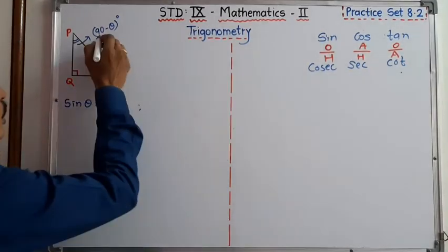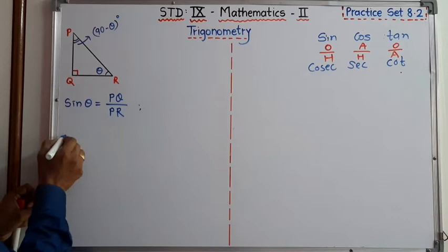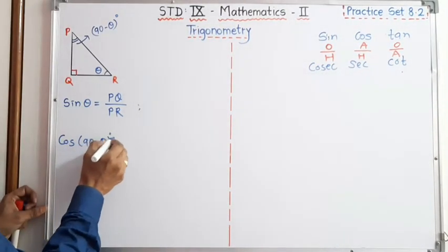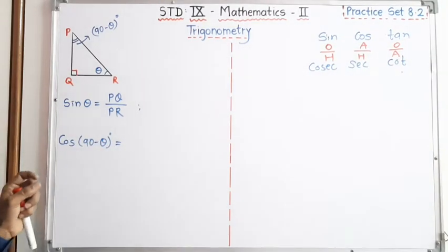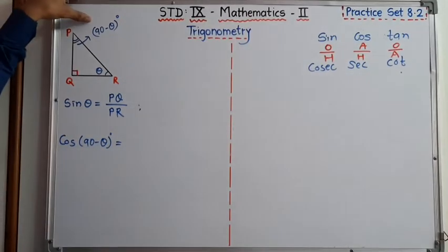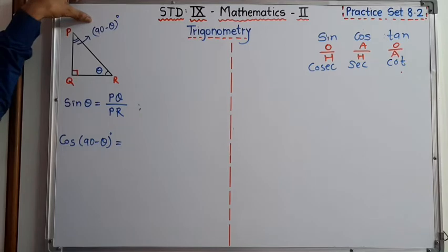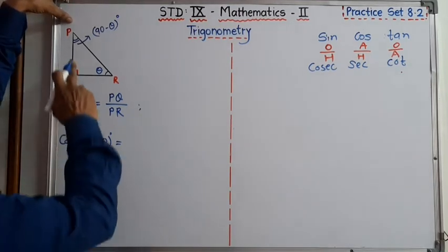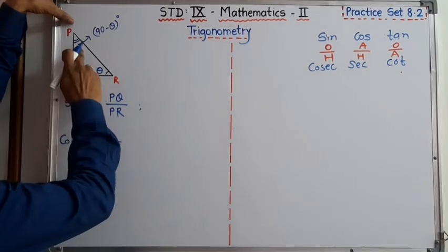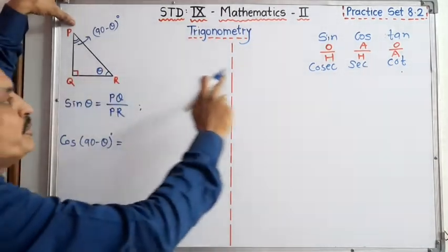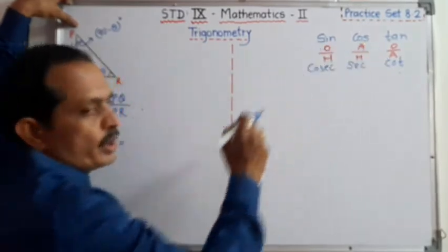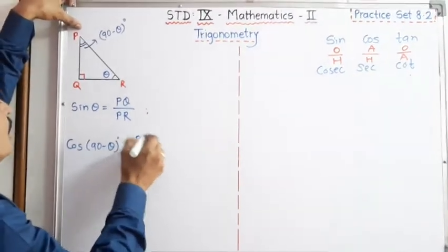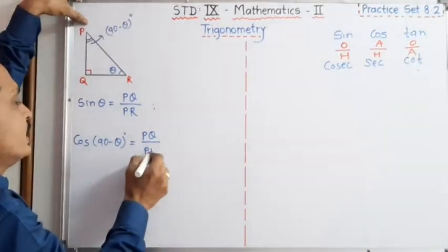Now we have to write the cos ratio for 90 minus theta, that is cos 90 minus theta degree. The 90 minus theta degree is the measure of angle P. That means we have to write the cos ratio for angle P. Now cos ratio means adjacent upon hypotenuse. Adjacent is PQ upon hypotenuse is PR.